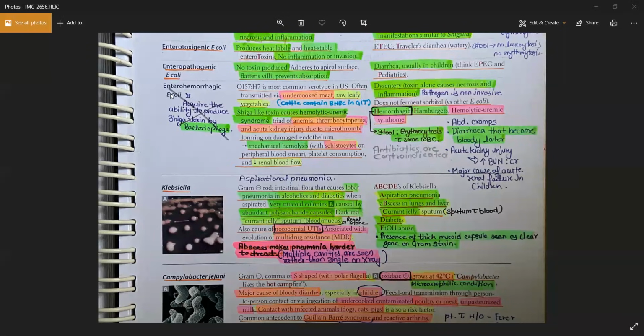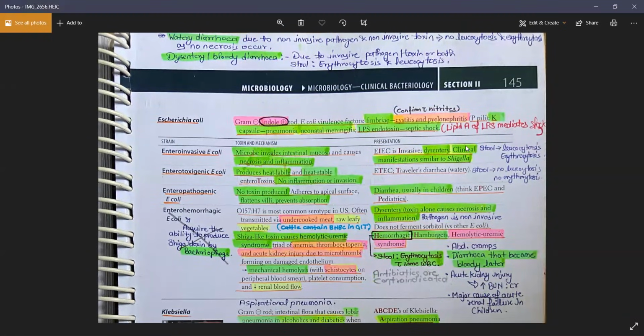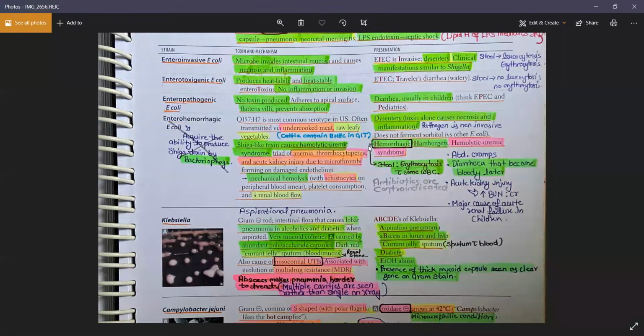While in Shigella, you will get the toxin plus the invasion. And in case of enteroinvasive E. coli, you will get the invasion but no toxin. Any doubt? Anyone? No.